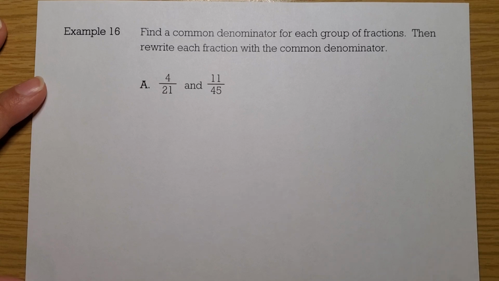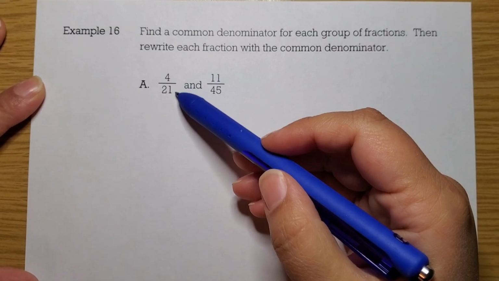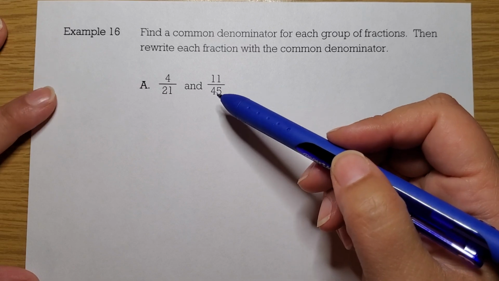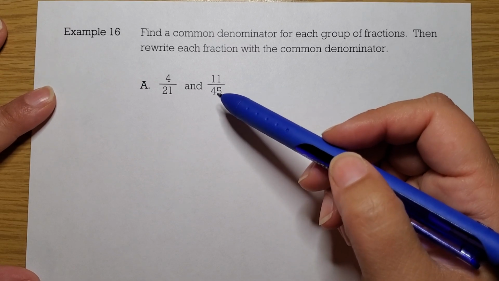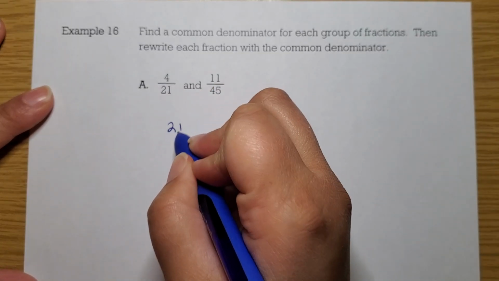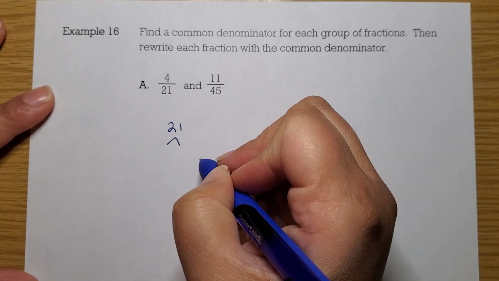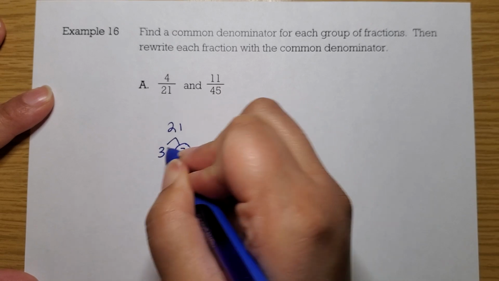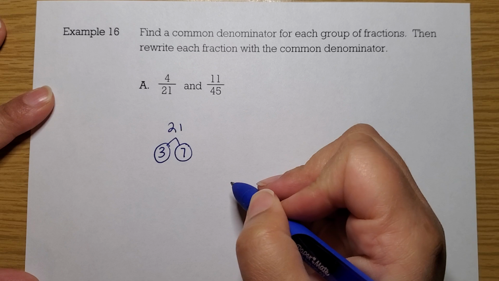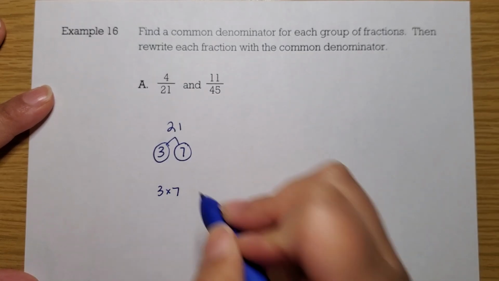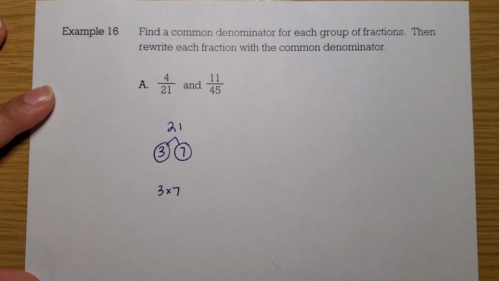So I'm going to start out with 4/21 and 11/45. And this method requires us to find the prime factorization of each denominator. So I'm going to make a factor tree of 21. And 21 is not bad. It's the same as 3 times 7. So we have 3 times 7 as my prime factorization.